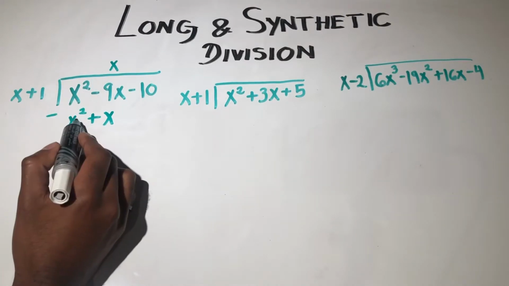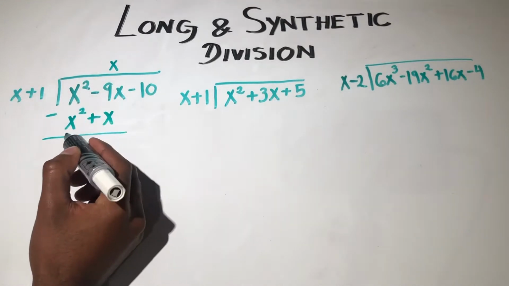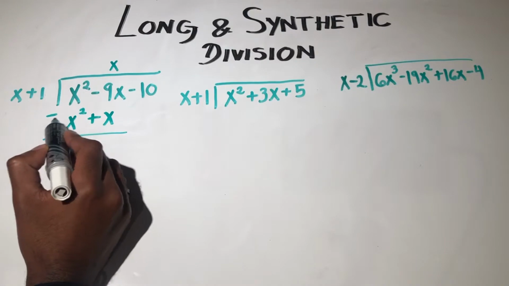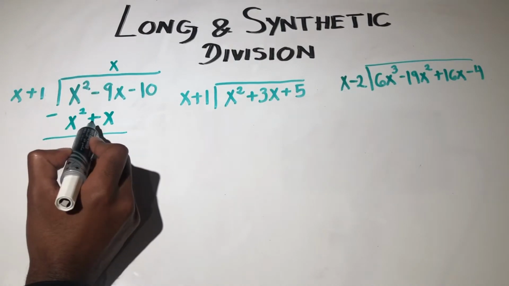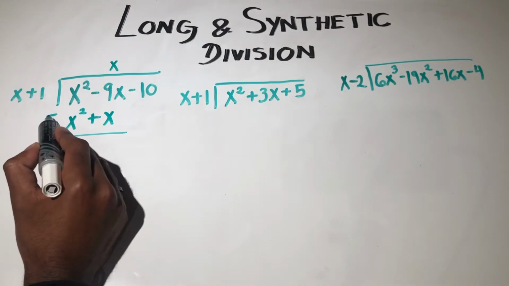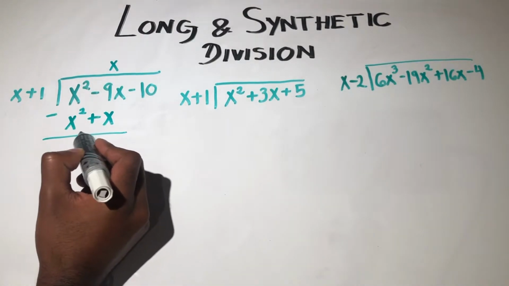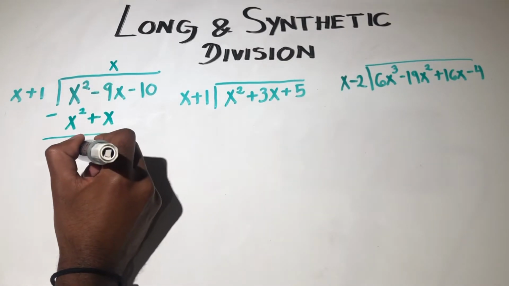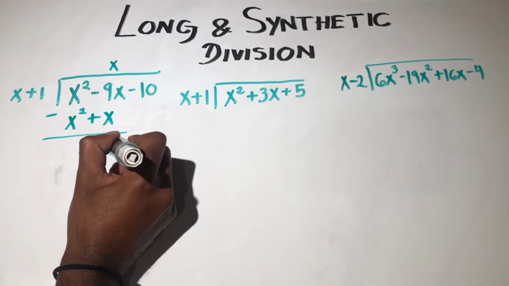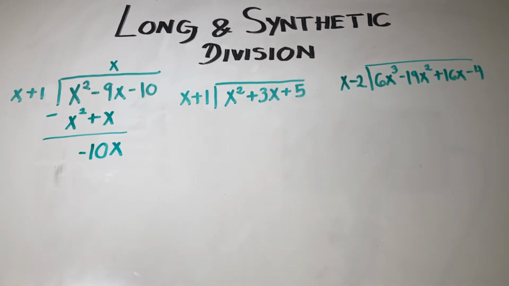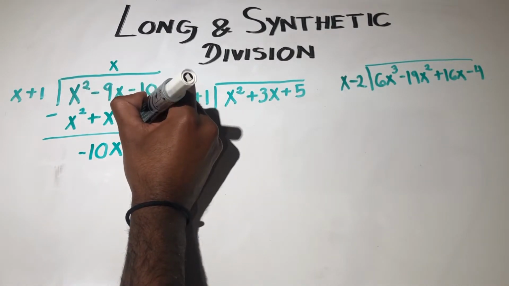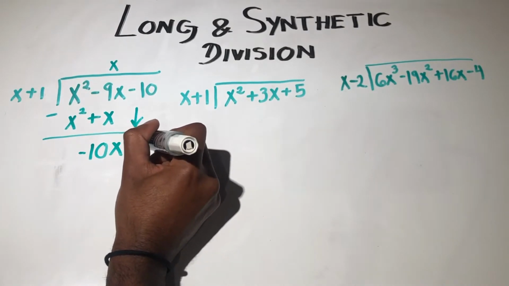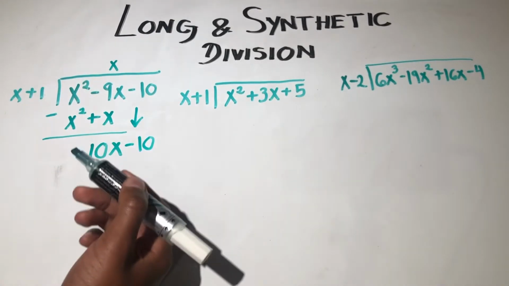So x squared minus x squared, that's just going to give you 0, so you don't have to write that. Then you have negative 9x minus positive x. So negative distributed over positive x is going to give you negative x. So minus 9x minus x is going to give you minus 10x. And then you're going to carry down the next term. In this case, this is the last term. You're going to carry down the last term, which is negative 10, and bring it down here.